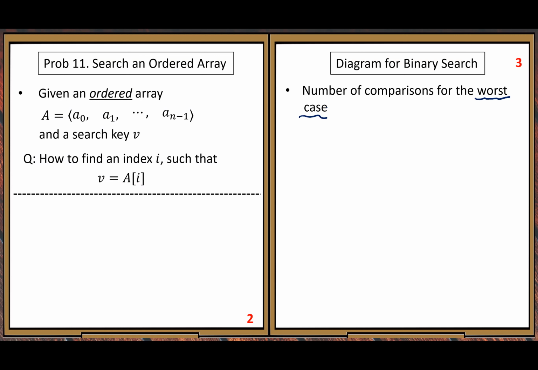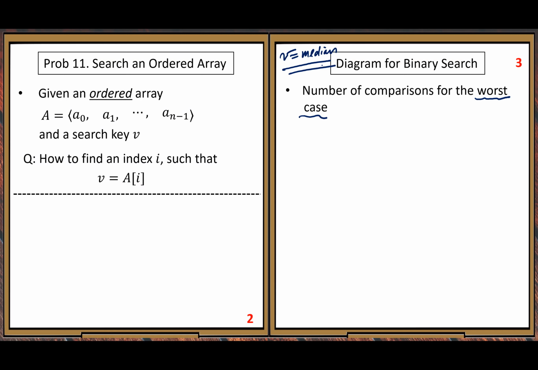Your best case is V equals the median. That's your best case, right? So V equals the median. Then one comparison, you get a solution. That's trivial, so we don't consider this case. All right. The worst case, then we need to spend a lot of time to consider the worst case.